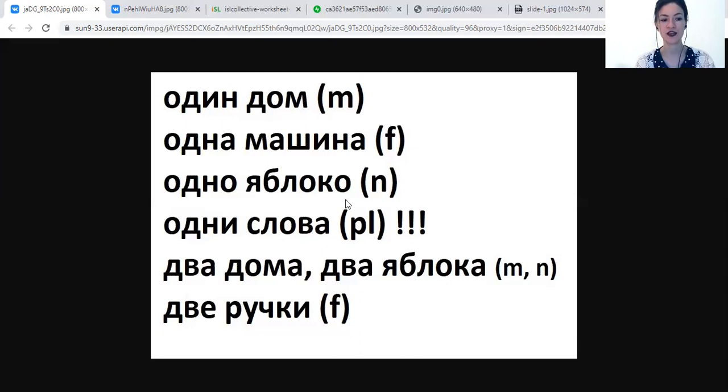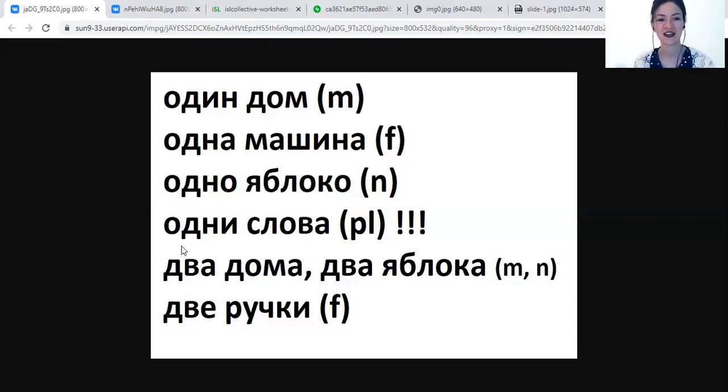Or sometimes words that mean something like jeans. It's one thing, but in Russian they are plural because they have kind of two legs. So you say not один джинсы, but одни джинсы. Yeah, одни джинсы. Or the same for glasses: одни очки, for example.